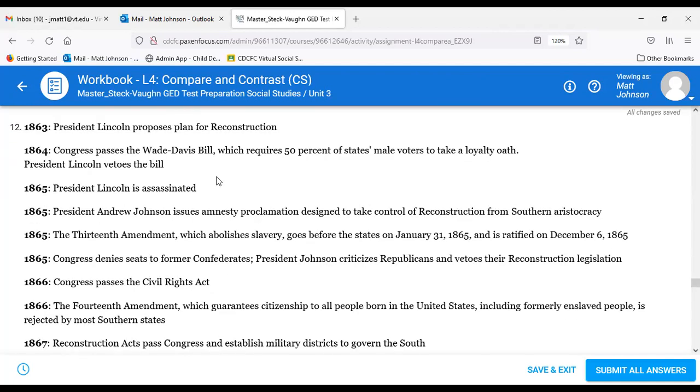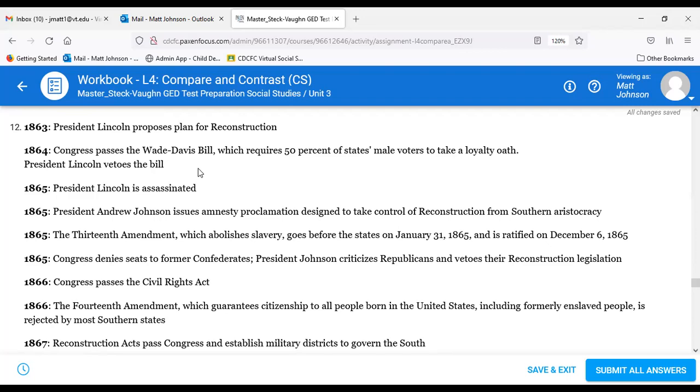Lincoln is assassinated in 1865. Also in 1865, Andrew Johnson issues an amnesty proclamation designed to take control of Reconstruction from the Southern aristocracy. So the federal government was going to step in at that point through an amnesty proclamation to start the Reconstruction process.